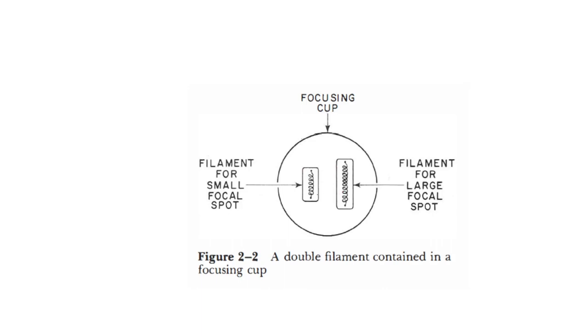In double filament X-ray tubes, we have two filaments mounted side by side. One filament is for a small focal spot, whereas the other is for a larger focal spot. The small focal spot is for smaller exposure, and the large filament for the larger focal spot is for larger exposure. This helps us alternate and use the filament required for a sufficient amount of exposure.